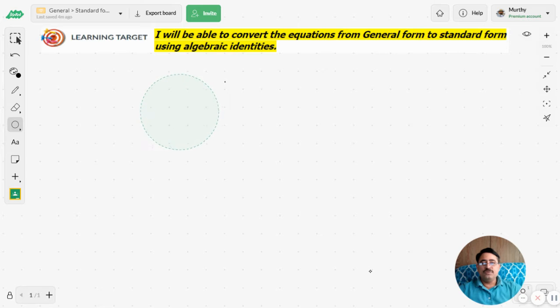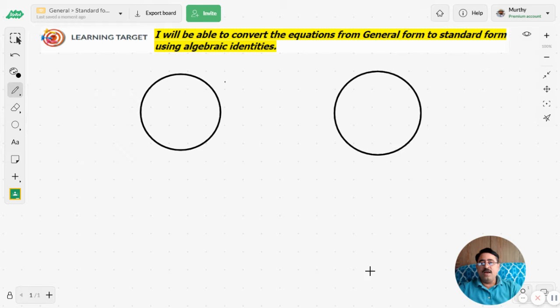okay, two scenarios. If the center of the circle is the origin, which is 0, 0, and a point is marked on the circle, let's say that this is x comma y, then the equation is x square plus y square equals to radius square. Please remember, this is applicable if the center of the circle is origin.